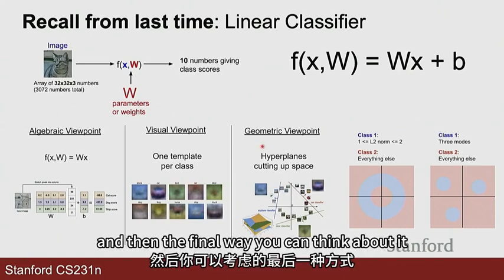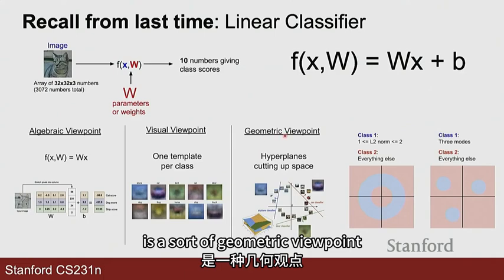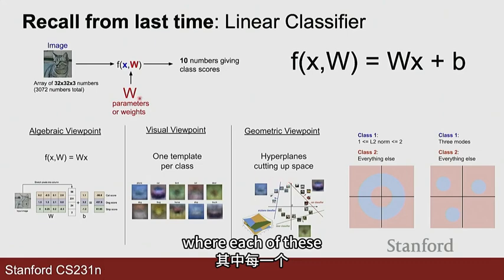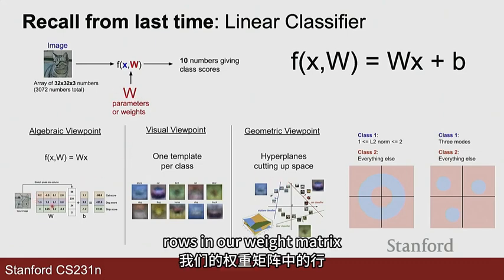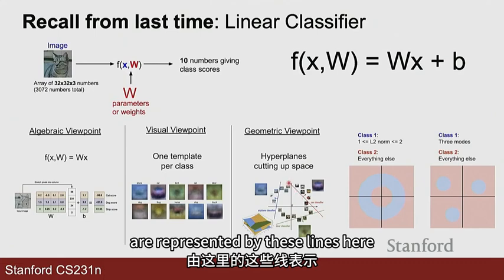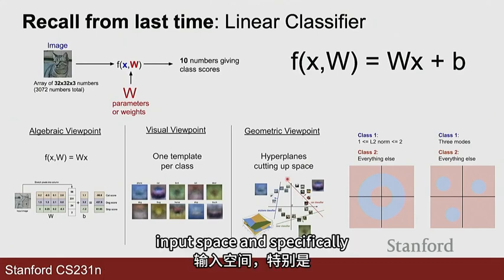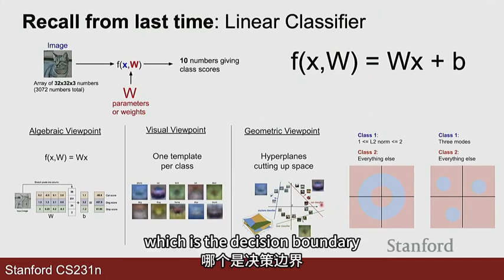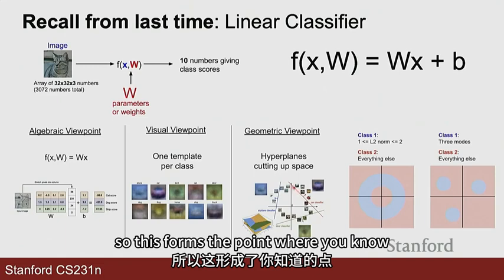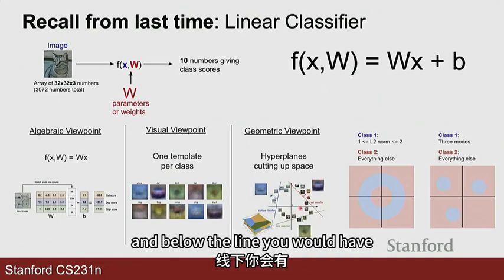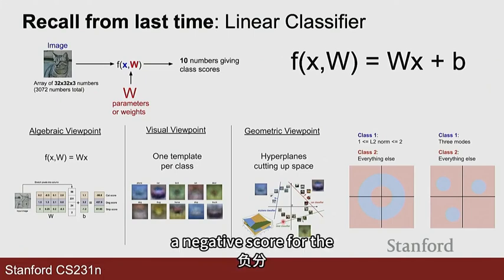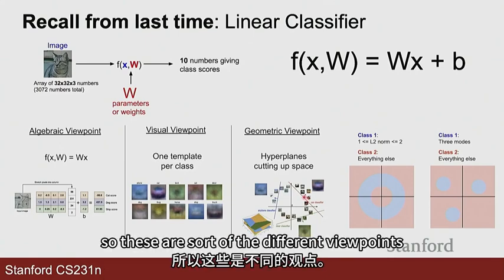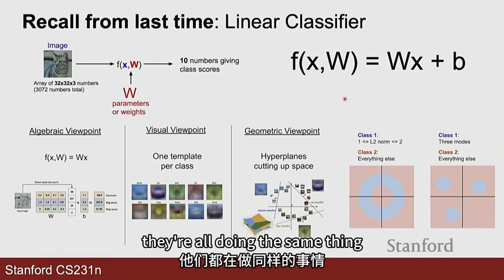And then the final way you can think about it is in a geometric viewpoint, where each of these rows in our weight matrix is represented by these lines here in our input space. Specifically, the line is where we set this equation to 0, which is the decision boundary. So this forms the point where, above the line, you would have a positive score, and below the line you would have a negative score for the class. So these are the different viewpoints for how you can view these linear models. They're all doing the same thing.